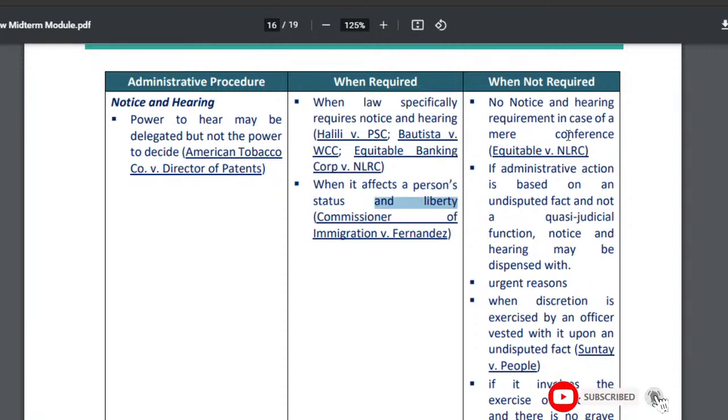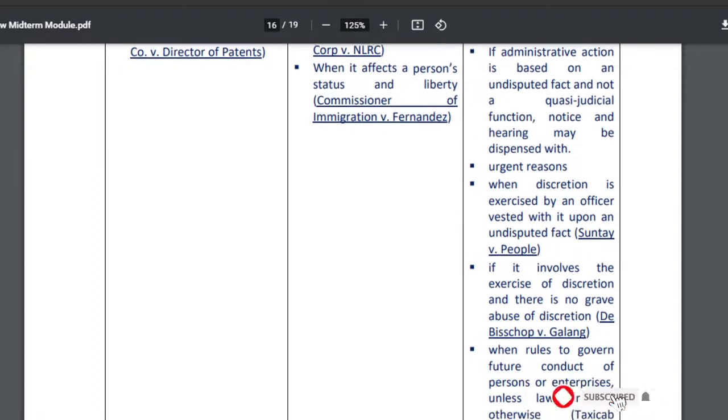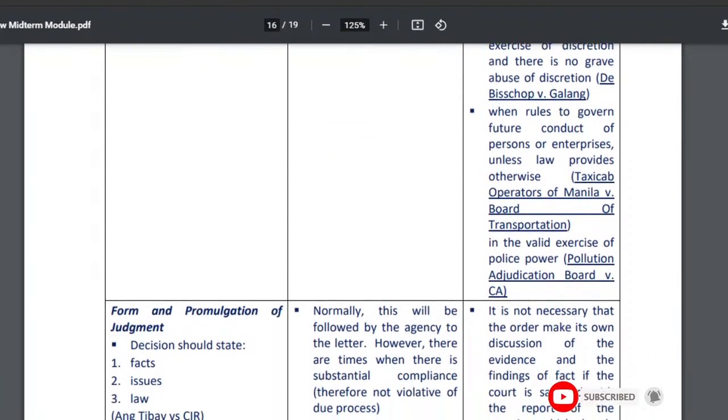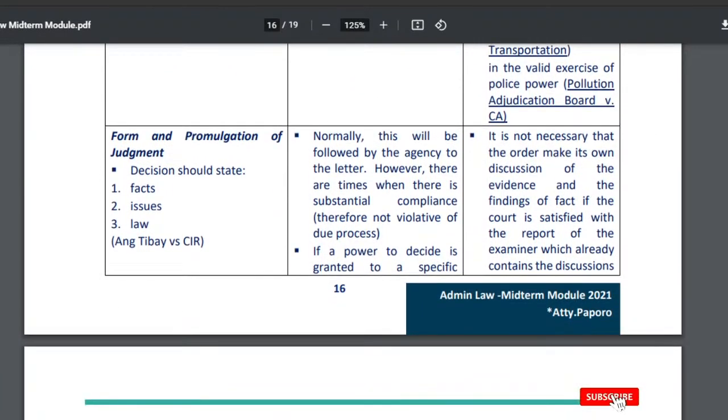But in the case of a mere conference, just informal talk, you can only have the notice and then submit your counter-evidence. Okay? If the administrative action is based on undisputed fact, where the facts involved in that particular case are not disputed, and it is not a quasi-judicial function, notice and hearing may be dispensed with. You don't need to have this notice and hearing. Also, for urgent reasons, no hearing is involved or necessary. So those are the instances when notice and hearing are not required.